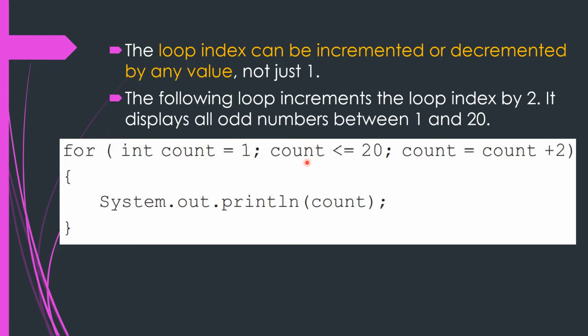Then count less than or equal to 20. This is the test condition. And after that the third part, count is equal to count plus 2. This is the change counter part. Until the condition becomes false, this loop will continue, and it will stop when the condition count less than or equal to 20 fails. So let us see its output.